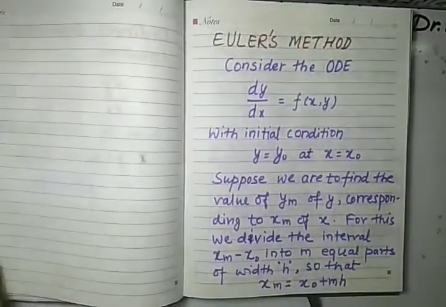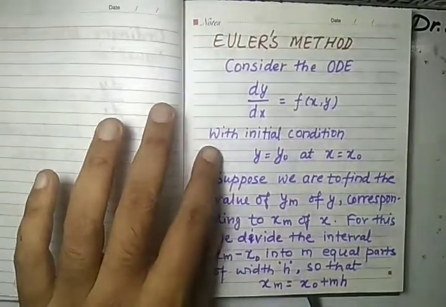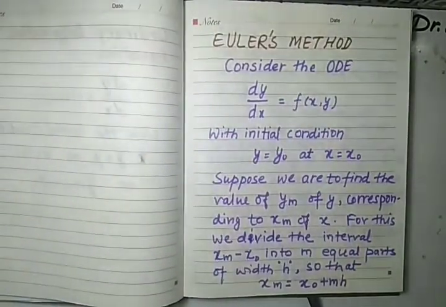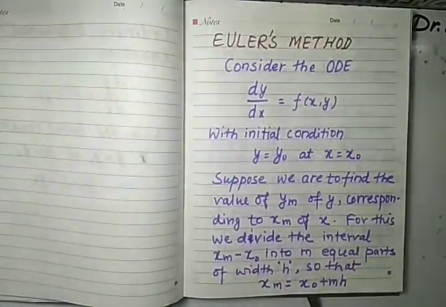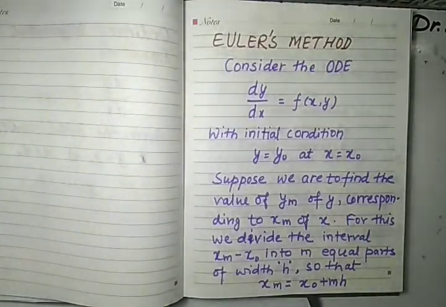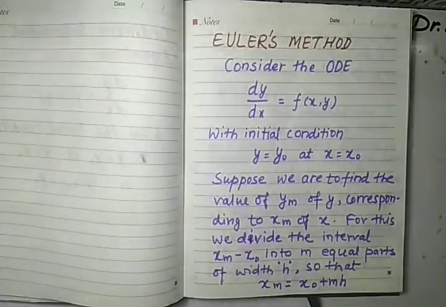Now we come to the method, that is Euler's method. Consider the ordinary differential equation dy/dx = f(x,y) with the initial condition y = y0 at x = x0. Suppose we are to find the value of y_m corresponding to x_m. For this, we divide the interval x_m minus x0 into m equal parts of a certain width called h, so that we write x_m = x0 + mh.